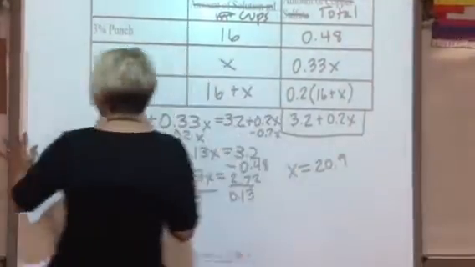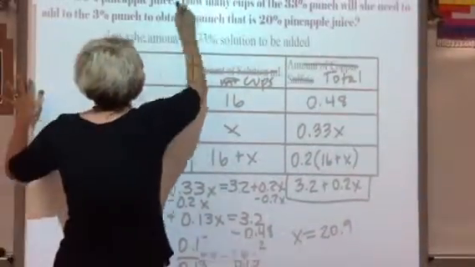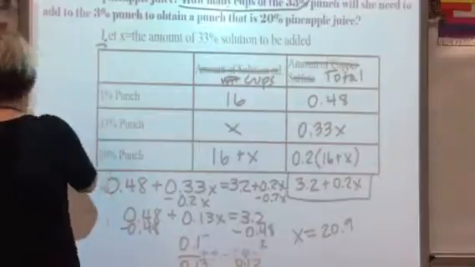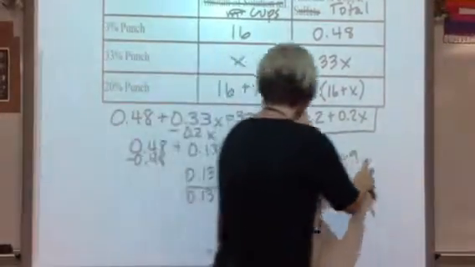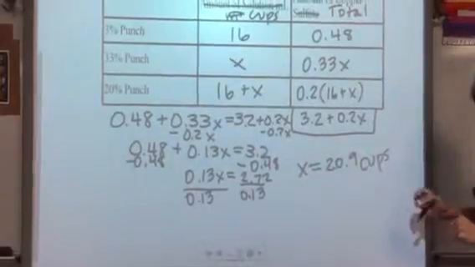So I go back up here to see what my let statement is. My let statement is going to be how many cups of the 33% solution. So how many cups here of the 33% solution? 20.9.